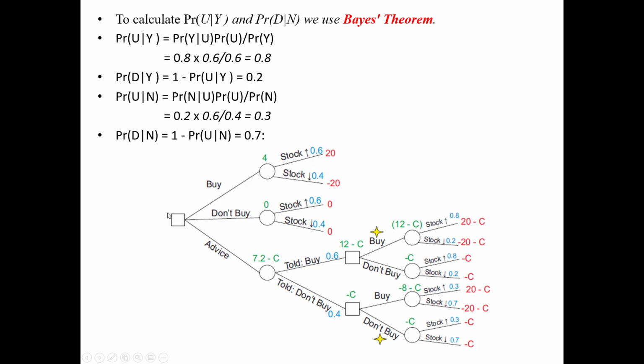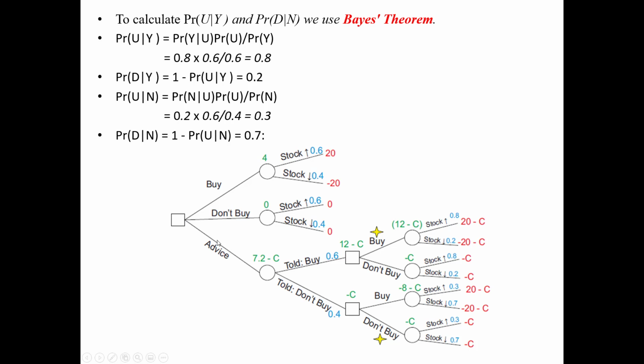As I already mentioned, we will construct a box, buy, don't buy. If you don't buy, there is nothing to do. The stock will not be going up, nor will it be going down. So zero multiplied by this probability, and this probability.